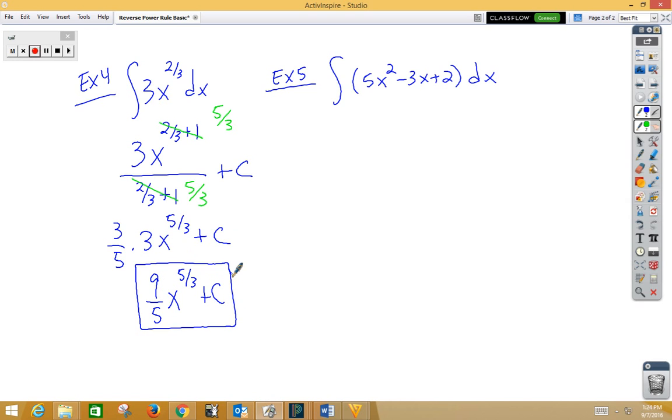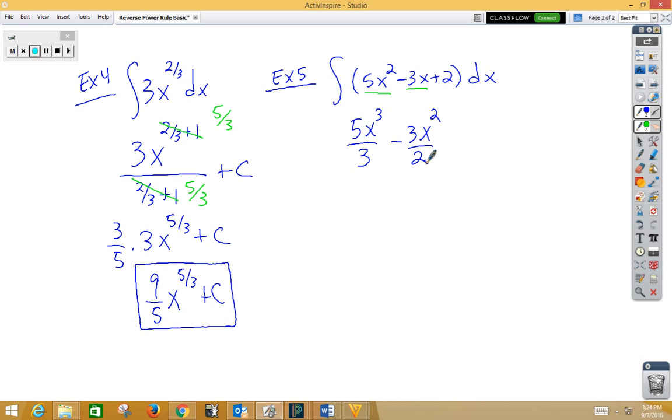In example 5, now we have multiple terms separated by subtract and add signs. So we're simply going to integrate one term at a time. So let's start with 5x squared. That would be 5x to the 3rd divided by 3. Second term would be negative 3x, which would be negative 3x squared divided by 2.